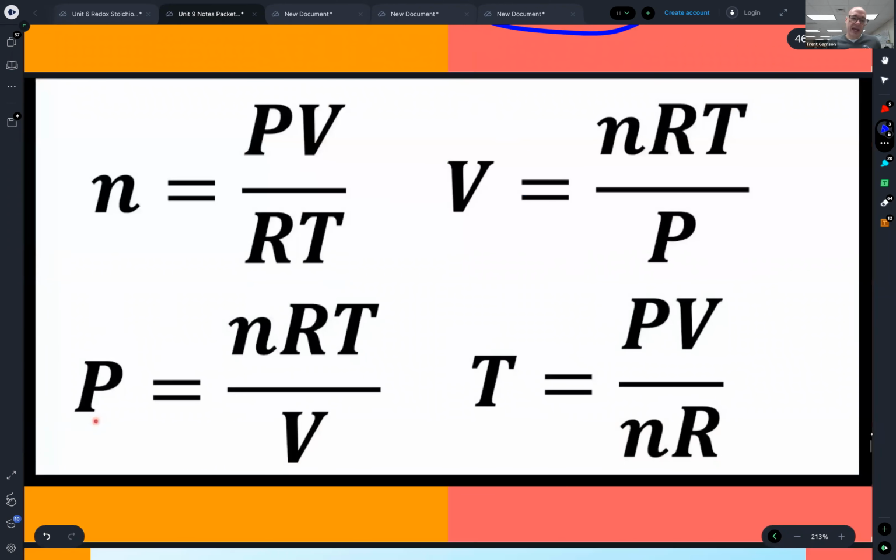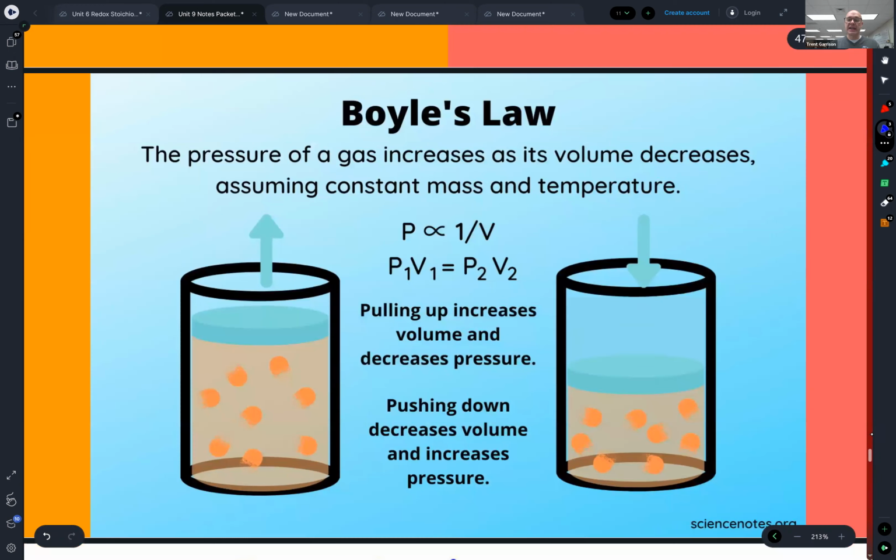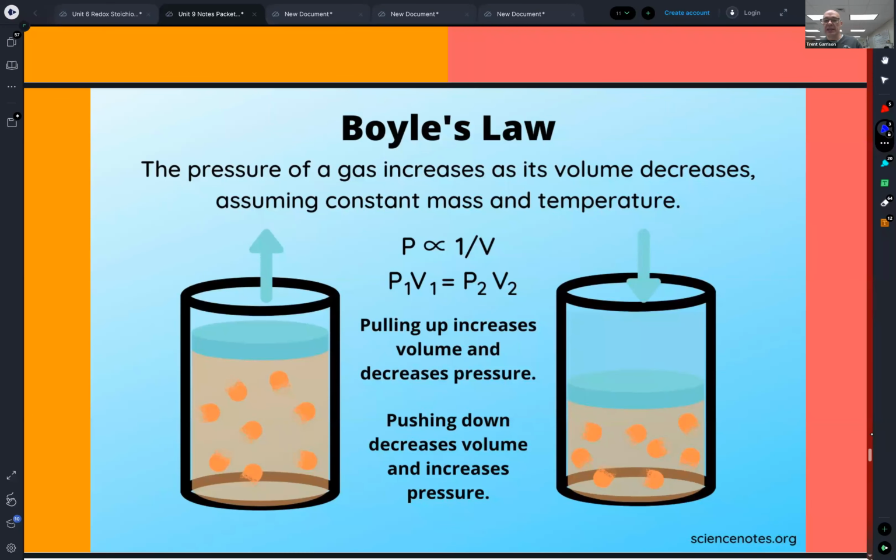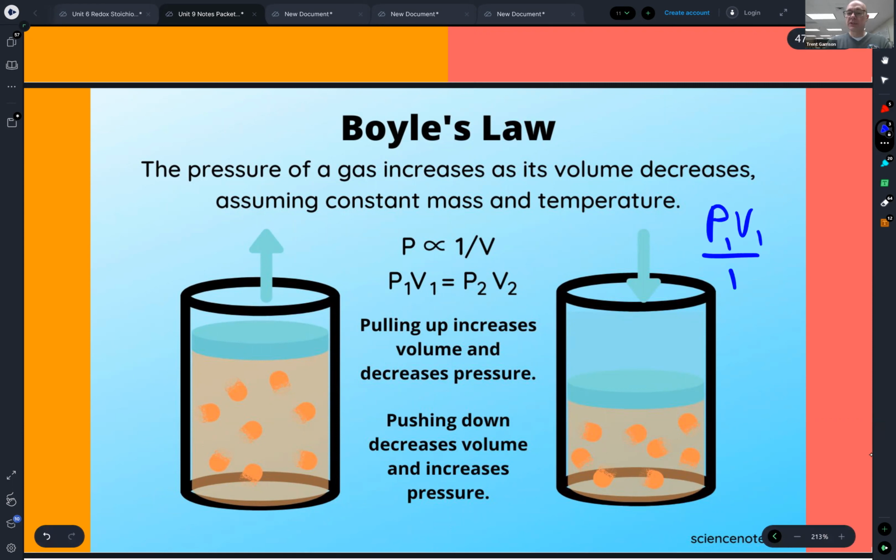So if I have this combined gas law and I want to solve for just one of those variables, I could rearrange it and solve for just one of those. And so that's what we've got now, a scenario where if I don't have any temperatures, I can get rid of the temperatures. So remember what the equation was originally: P1 V1 over T1 equals P2 V2 over T2.